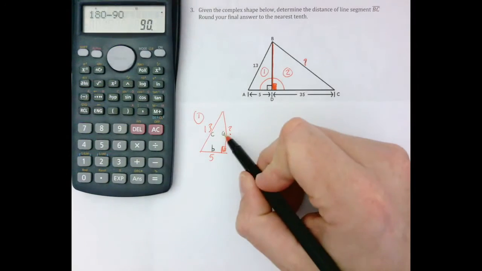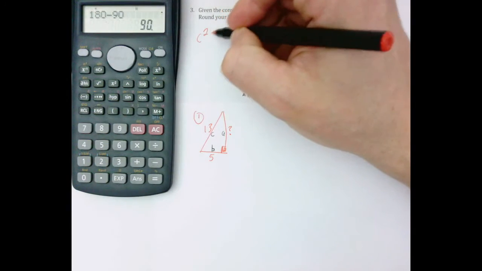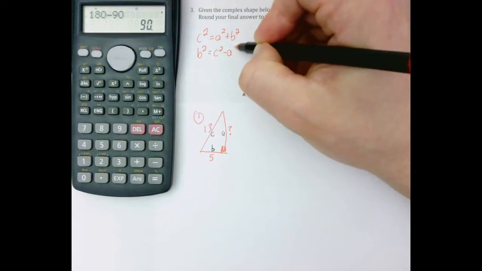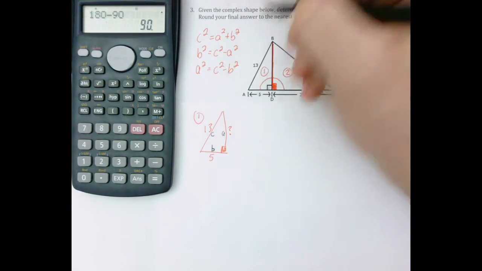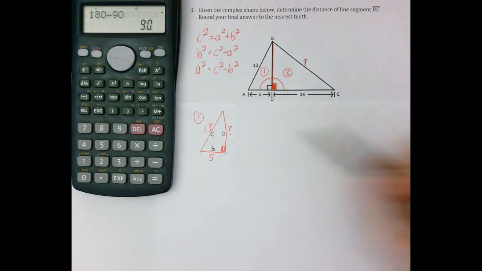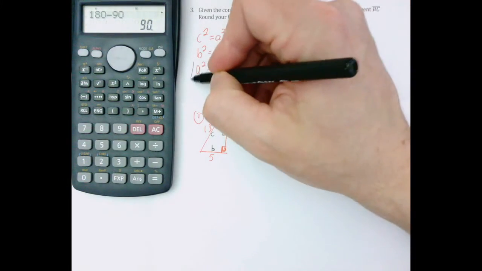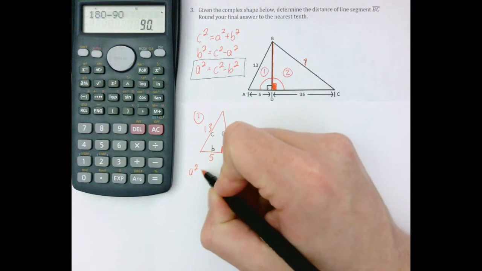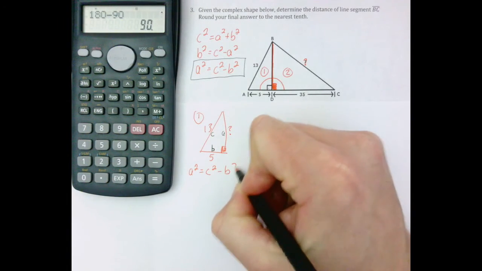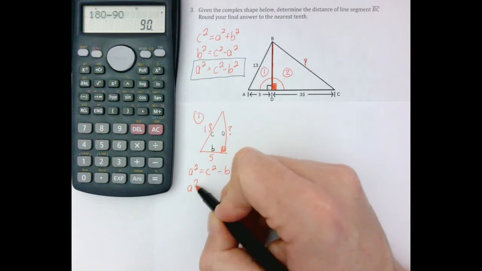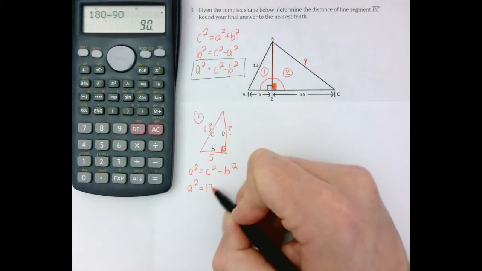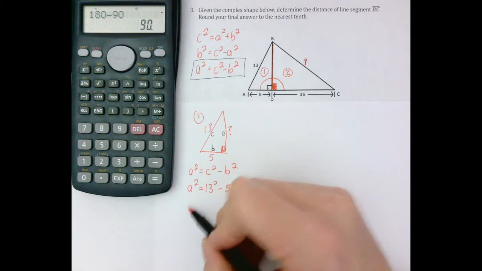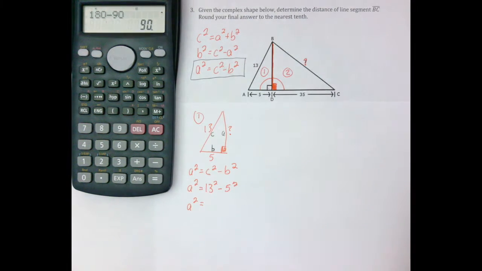So now I know I'm looking for side A, and of my three formulas, I'm going to choose the one that has A all by itself, and that would be this one right here. So in the formula, A squared equals C squared minus B squared, I can start filling in some values. C is 13 minus B, which is 5. I have to square them both, don't forget.